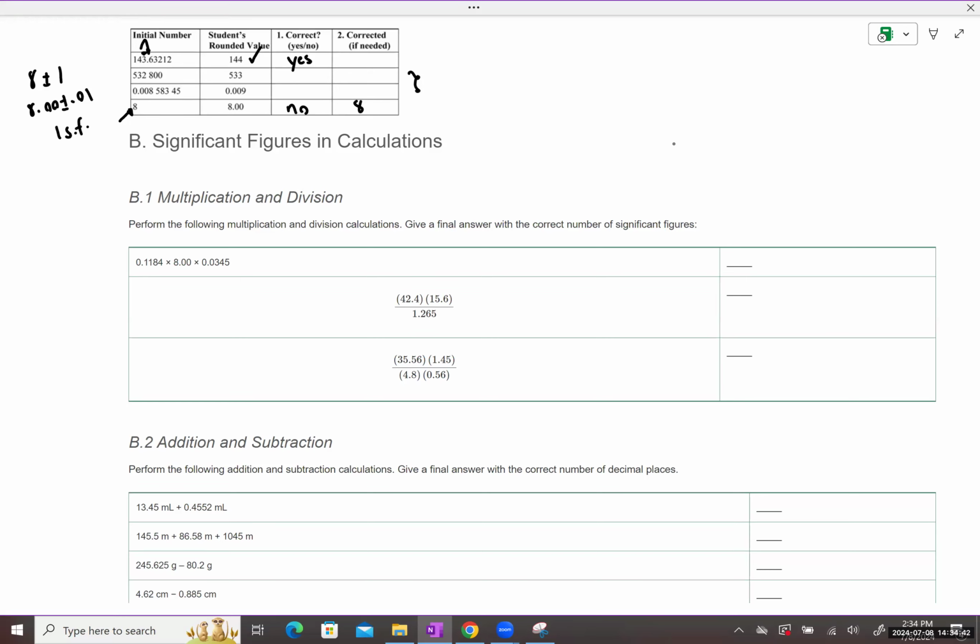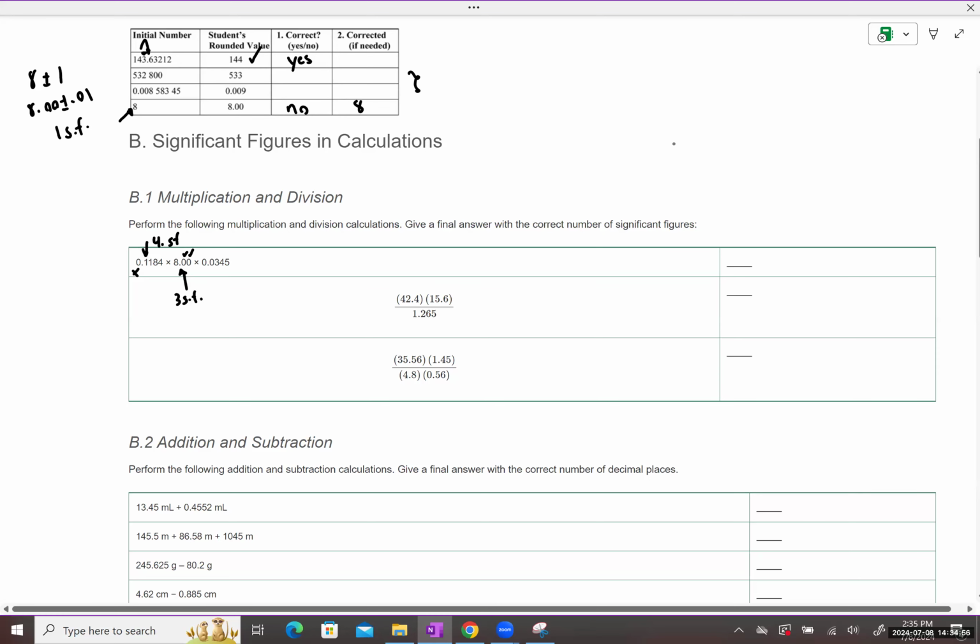So in this case, this first number, this 0 is not significant. The remaining digits after the decimal place are significant. So we have 4 significant figures. 8.00, these zeros are significant. So we have 3 significant figures. These leading zeros, again, are not significant, so this last number has 3 significant figures.